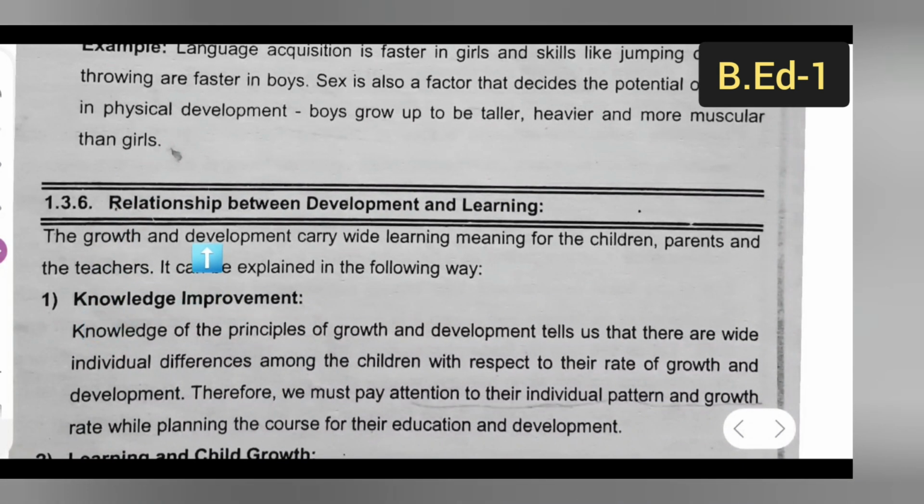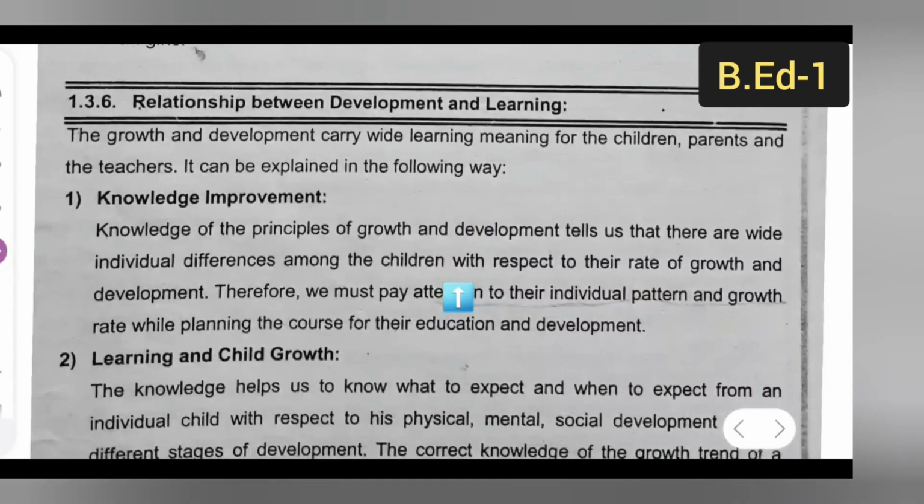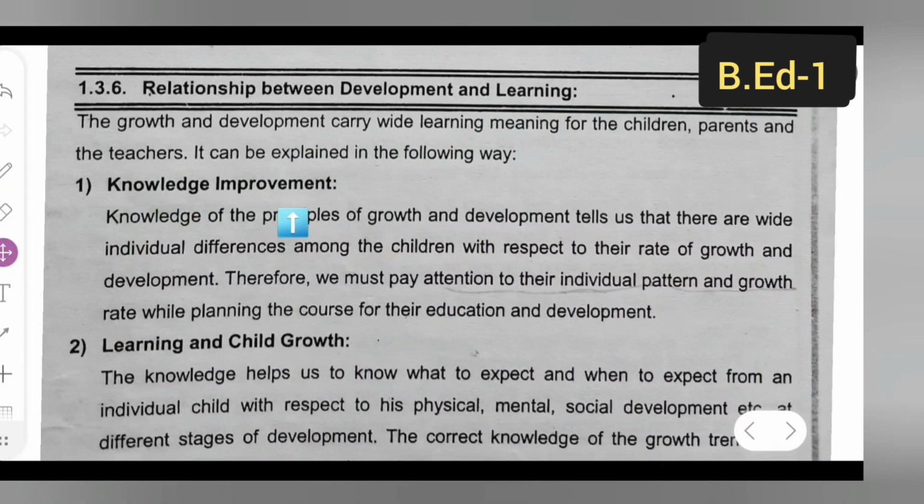Next, let us see the relationship between development and learning. The growth and development carry wide learning meaning for the children, parents, and the teachers. It can be explained in the following ways. Let us see the first one. The first point is knowledge improvement. Knowledge of the principle of growth and development tells us that there are wide individual differences among the children with respect to their rate of growth and development. Therefore, we must pay attention to their individual pattern and growth rate while planning the course for their education and development.